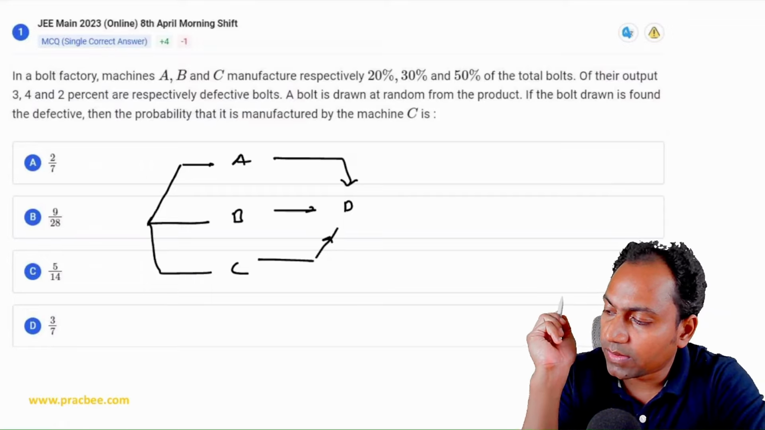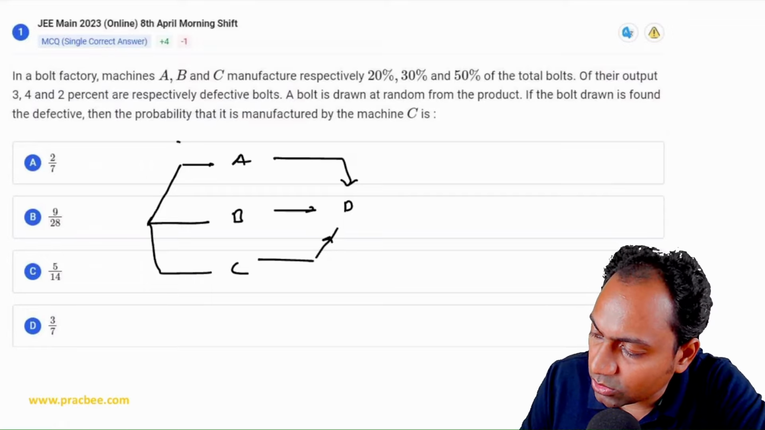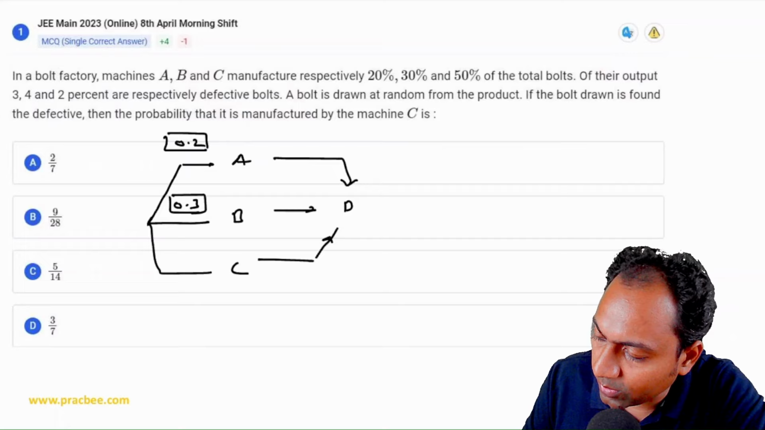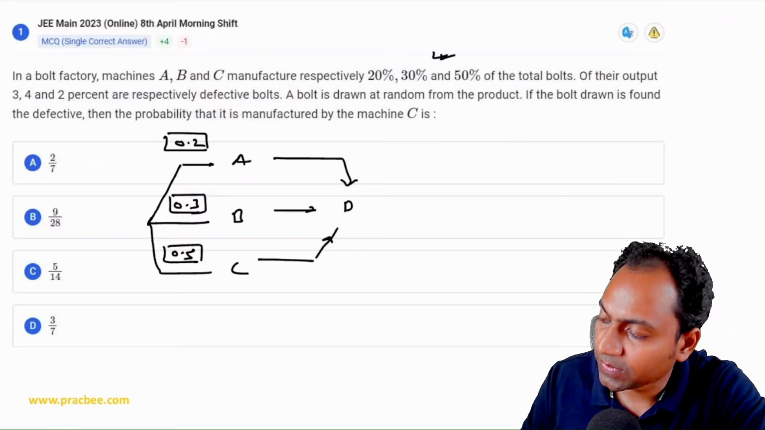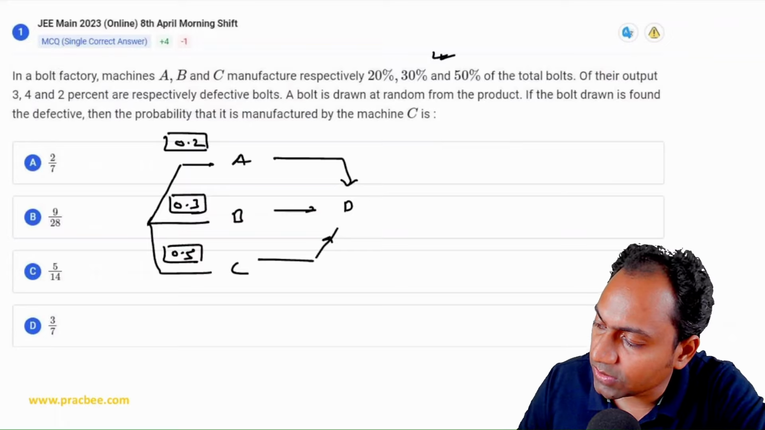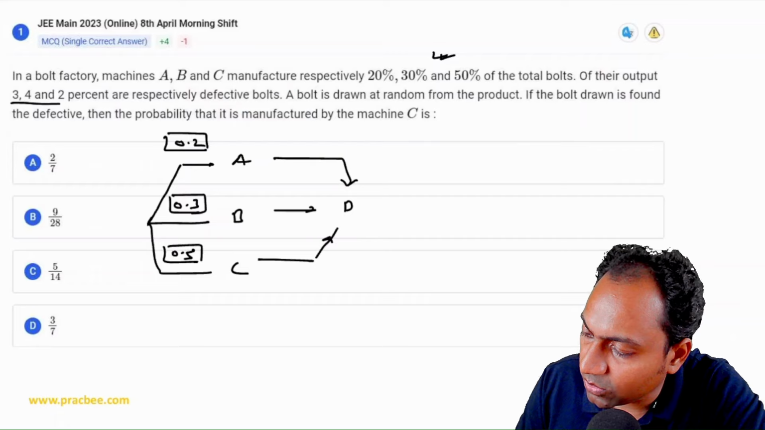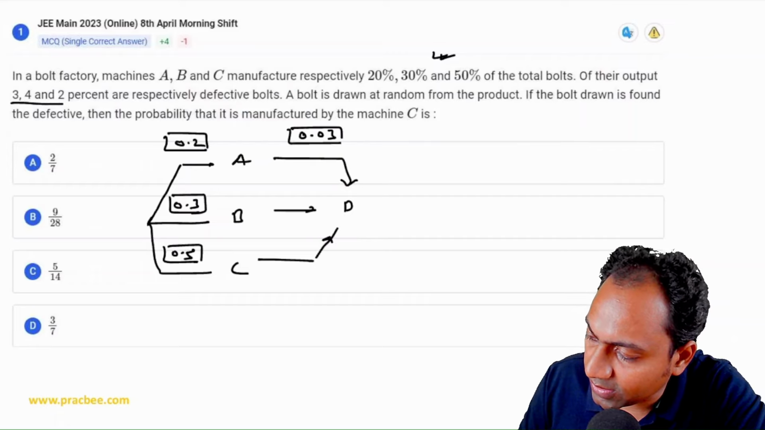So A will produce 20%, so the probability of this happening is 0.2. The probability of B happening is nothing but 0.3, and the probability that a bolt gets manufactured by machine C is nothing but 0.5. This is given to us in this statement. What they're saying is A produces nothing but 3%, so that is nothing but 0.03 defective.